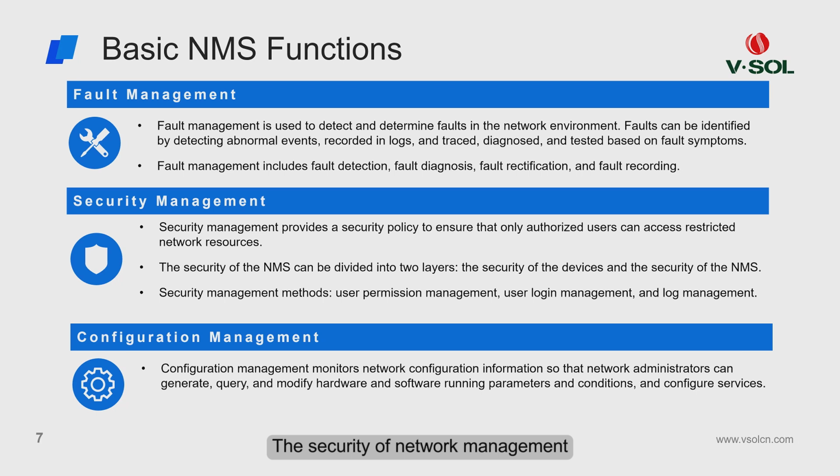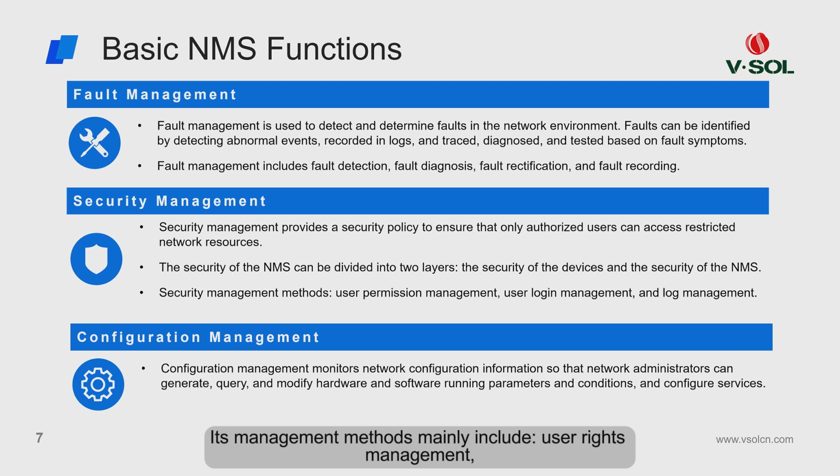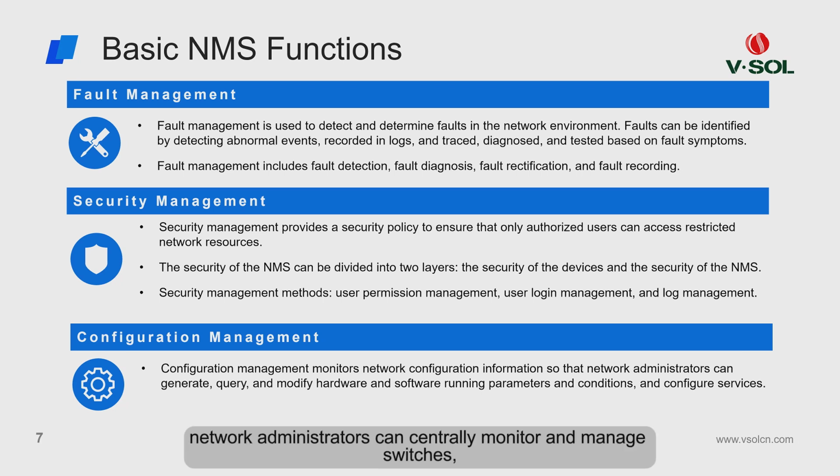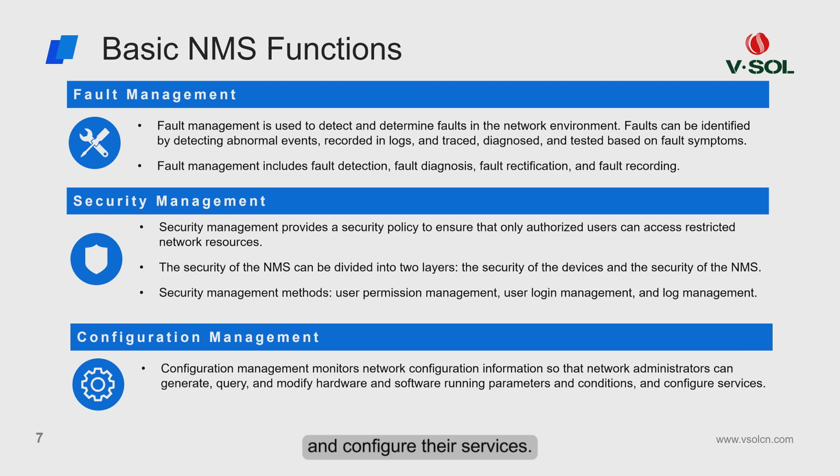The security of network management can be divided into 2 levels: the security of equipment and the security of network management. Its management methods mainly include user rights management, user login management, and log management. As for configuration management, network administrators can centrally monitor and manage switches, OLTs, and ONUs through the network management platform and configure their services.